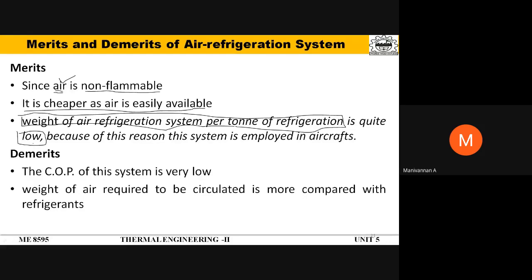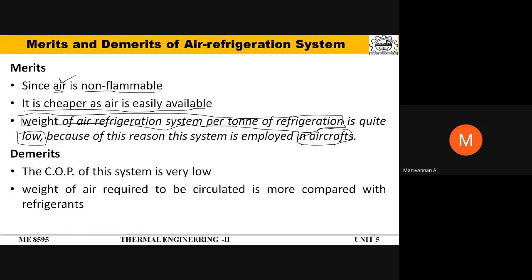Because of this advantage, we are using this system in aircraft, mainly because of the weight constraint. How much weight you reduce, it is easier for flying. Also, the aircraft has a huge compressor and gas turbine blades, and a huge amount of air is available in the aircraft. So when you use air refrigeration, you need not worry about the weight and refrigerant capacity. So mostly we use the air refrigeration system in aircraft applications.